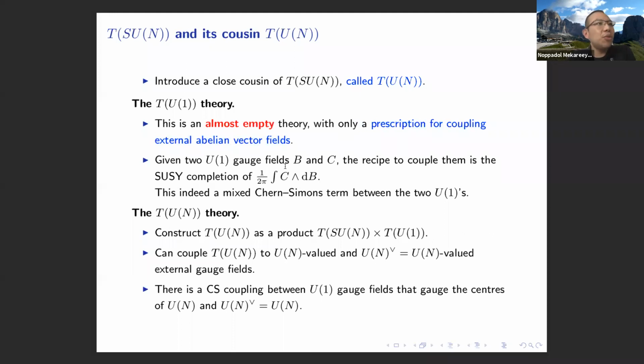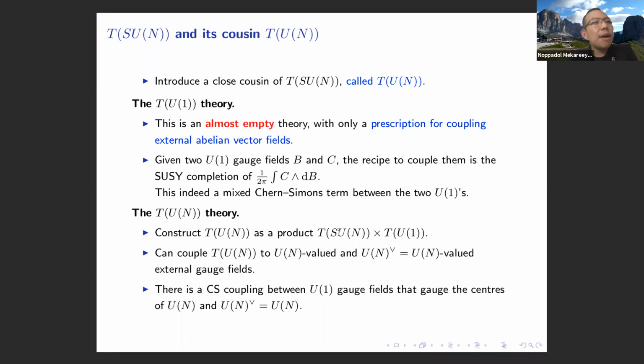So when you have TU1, you declare that if you have two U1 gauge fields B and C, there is a prescription to couple them together by the SUSY completion of C wedge dB. So this is basically a mixed Chern-Simons or BF coupling, if you like. This is just a theory with this type of coupling. This is a mixed Chern-Simons term between two U1.